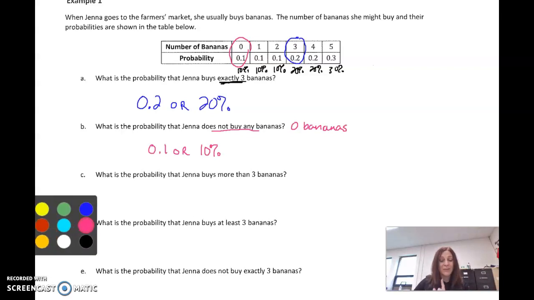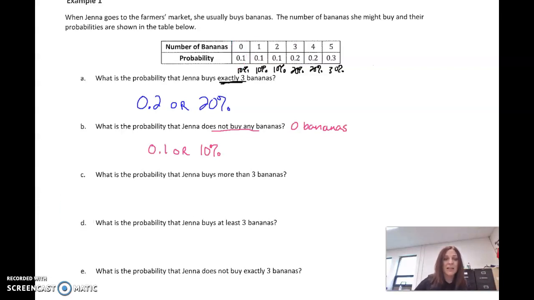So remember what I said, we have to be very careful. What is the probability that she is going to buy more than 3 bananas? We have to stop for a second here. If she's buying more than 3, is she buying 3 bananas? No. She's not buying 2 bananas. She's not buying 1 banana. She's not buying 0 bananas. You don't have to cross them out, I'm just doing this to show you here. So if she's going to buy more than 3 bananas, she's either going to buy 4 or 5 bananas.